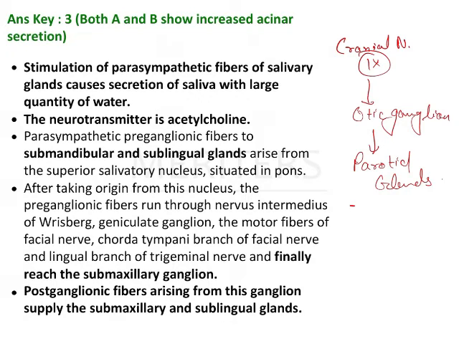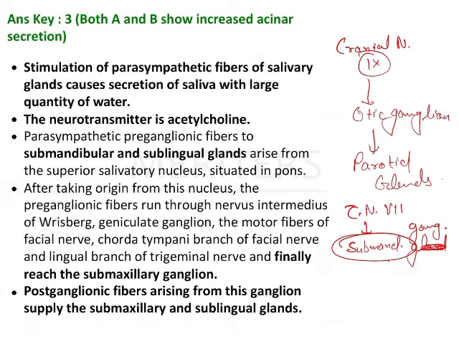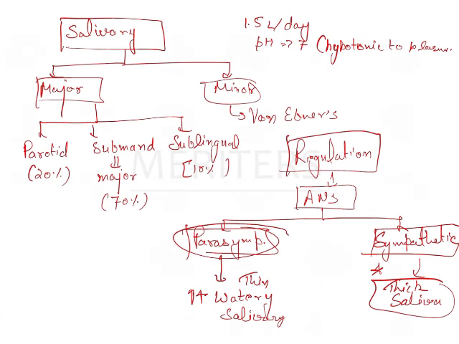Then we have another, cranial nerve 7, the facial nerve. It goes and relays in the submandibular ganglion, and after the submandibular ganglion, the postganglionic fibers go to the submandibular gland as well as the sublingual gland. So this is the whole thing we require to solve this particular question.